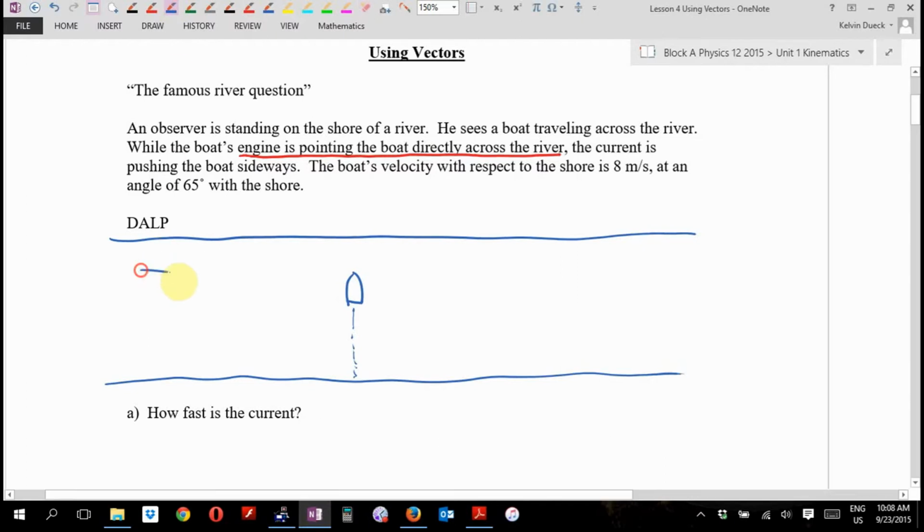So I'm going to say here is the current. And I'm going to argue here that the boat plus the current is the combination. That's how the boat actually moves. The engine plus the current. And in other words, as a picture, I'm going to draw this. And I'm going to call this V engine. Adding tip to tail, here is V, and I'll call that C for current. And here is the resultant velocity.